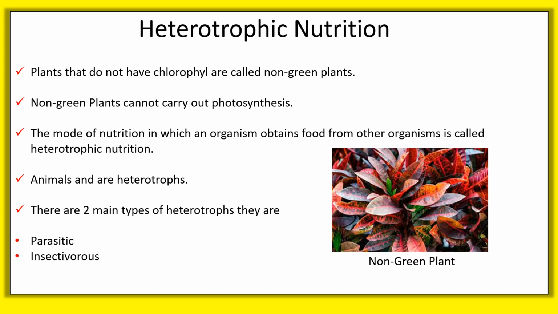Next topic is heterotrophic nutrition. Plants that do not have chlorophyll are called non-green plants. Non-green plants cannot carry out photosynthesis. The mode of nutrition in which an organism obtains food from other organisms is called heterotrophic nutrition. Animals and humans are heterotrophs. There are two main types of heterotrophs: parasitic and insectivorous. We are going to learn about parasitic and insectivorous in our next slides. So let's move on.